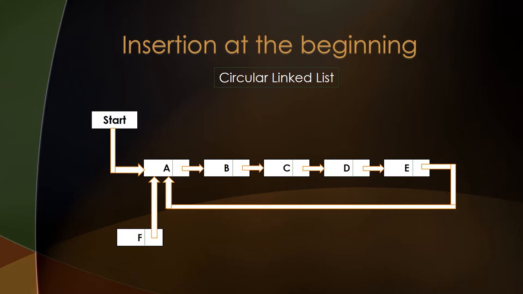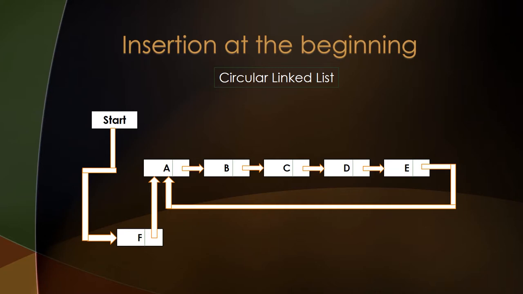As can be seen from the video, now three different pointers are pointing to node A, namely the start pointer, the next pointer of node F, and the pointer of node E, which points back to the beginning of node A, since it is a circular linked list. Now, we need to change the start pointer, as usual, so that it points to the new node F. And we have changed the start pointer to point to the new node F.